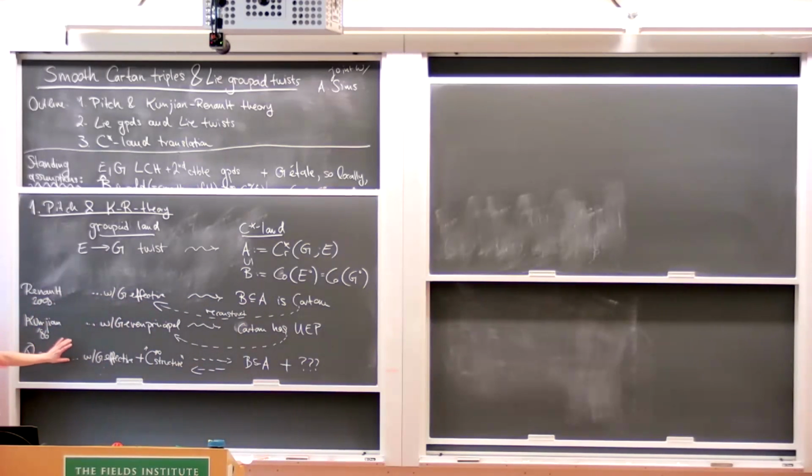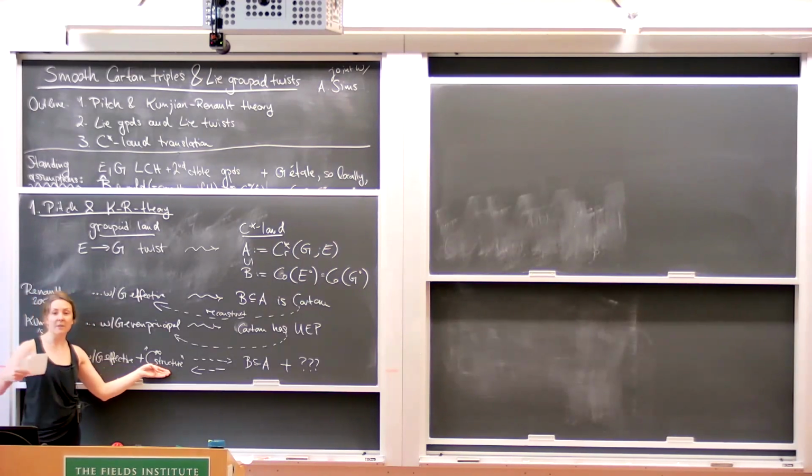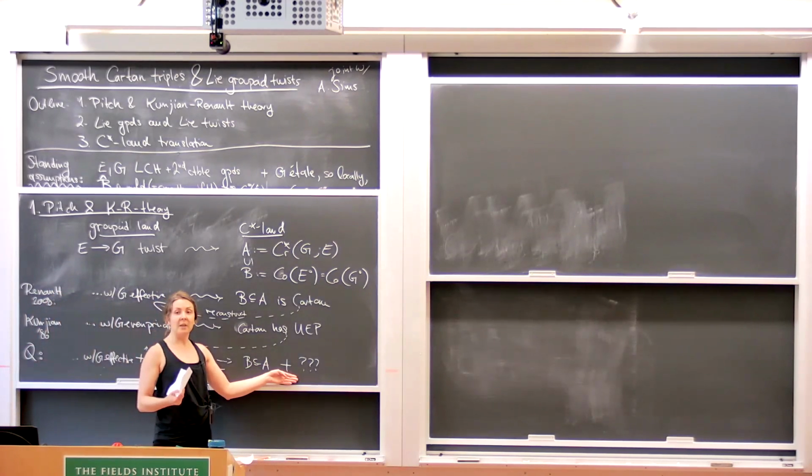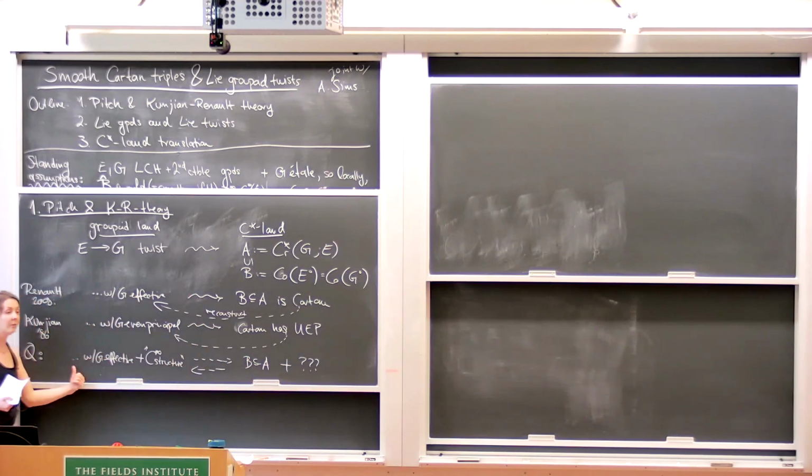So this is the question we wanted to answer. If I not only have an effective groupoid in the topological sense, but have more structures, so I have something smooth, I have a differentiable structure, what does that correspond to in C* land? And when I have that stuff in C* land, can I actually go back to get smooth structures over here? Does the question make sense?